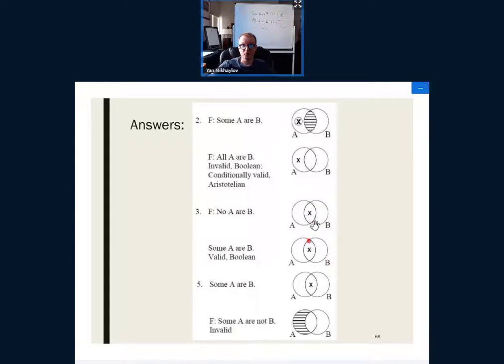So we are out of time. This would be the answer. These two come up valid, and these two come up invalid because some A are B, X, some A are not B, invalid. Okay, so this is all the time we have.